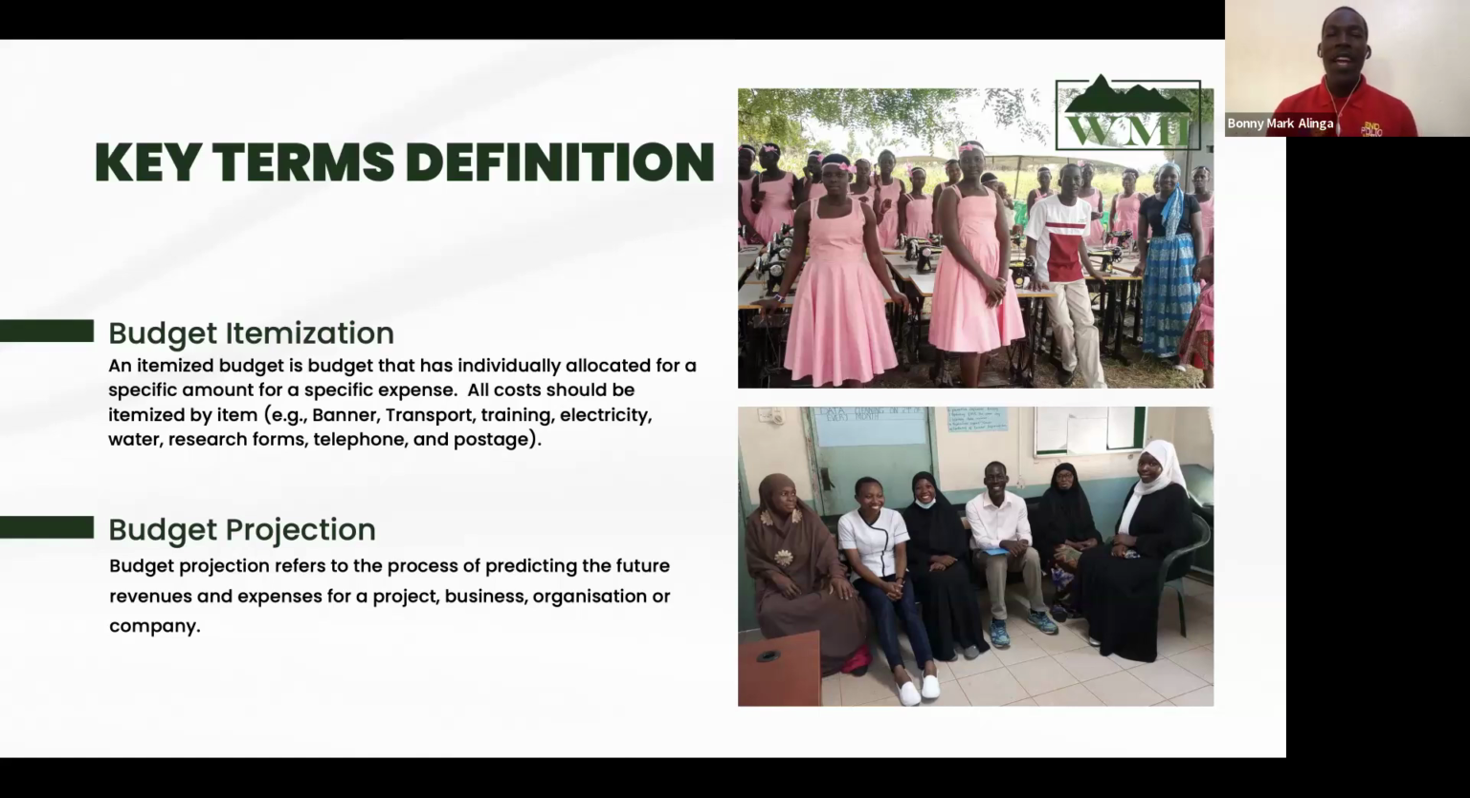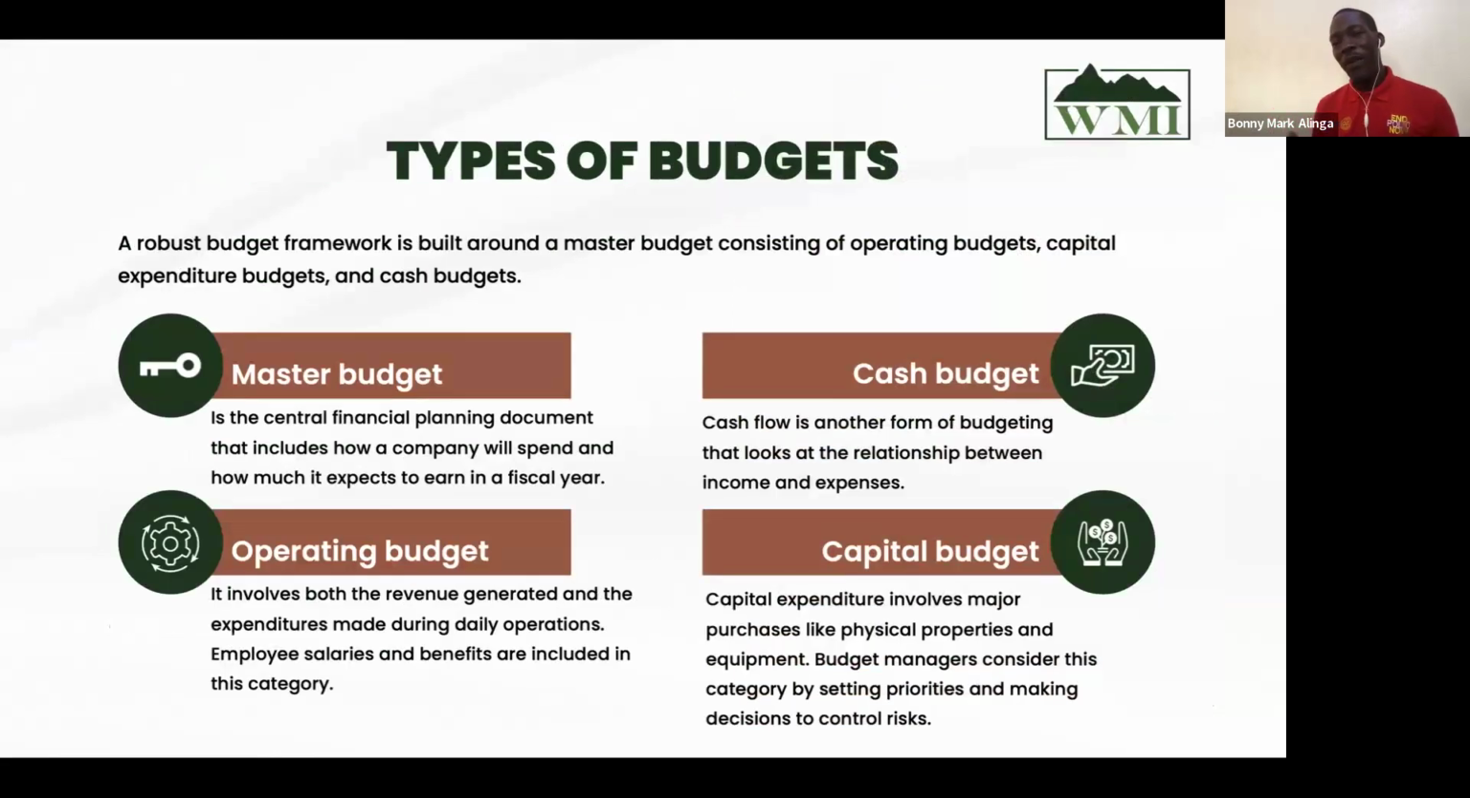So what are some of the types of budget that we know? We have the master budget, we have the cash budget, and we have the operating budget. Then lastly, we have the capital budget. All these four types of budget have other subtitles attached to them.